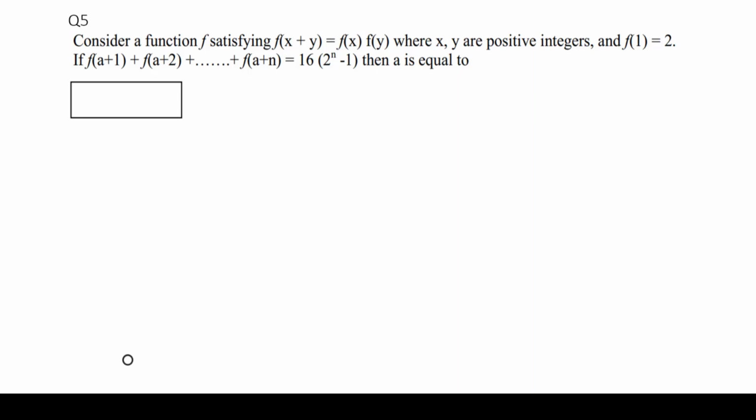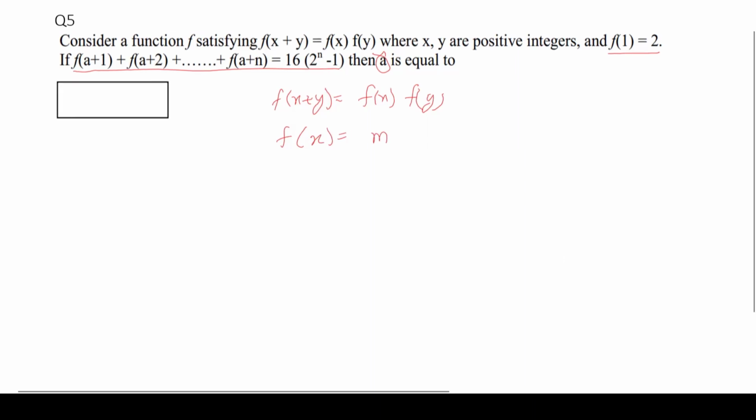Consider a function f, f(x plus y) equals f(x) into f(y), where x and y are positive integers, and we have the value of f(1) equal to 2. And we have this equation, from which we need to find the value of a. Before solving this question, we must know which type of function shows this kind of behavior. We can see that an exponential function like f(x) equals m to the power x will show this kind of behavior.